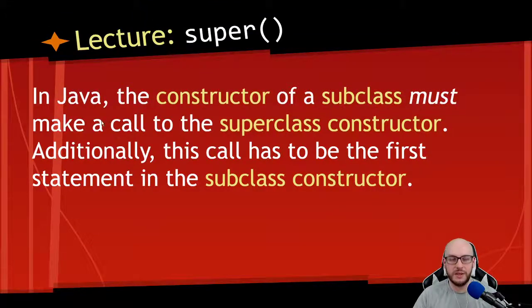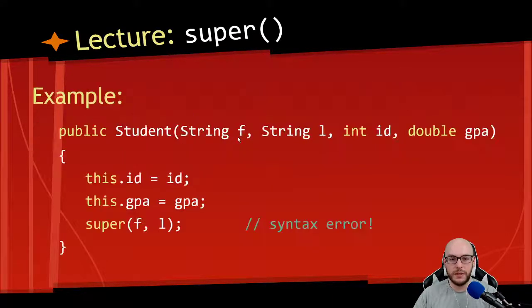All right, we're back. We've been talking inheritance, and a few videos ago, we made this sweeping declaration. In Java, the constructor of a subclass must make a call to the superclass constructor, and additionally, that call has to be the first statement in the subclass constructor. What am I talking about here?